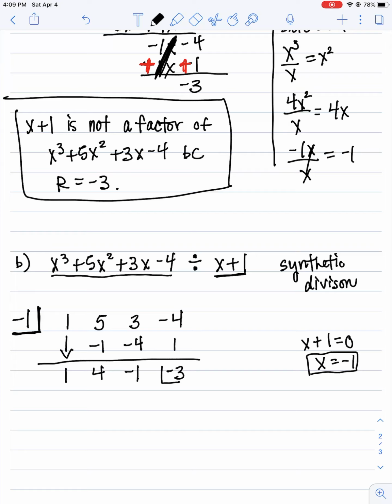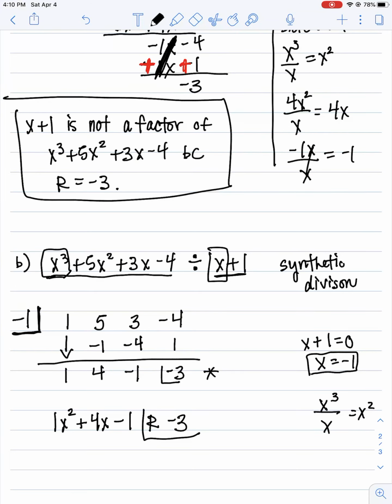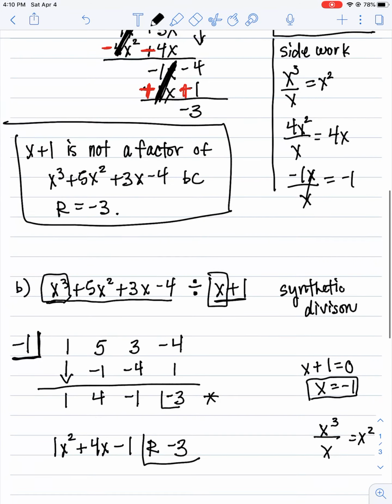So you may say, what does this even mean? There's the answer, guys, and you actually have done the problem correctly, but now you need to convert this back to a polynomial. So if you think about it, you were dividing x cubed by x. And like we discussed earlier, x cubed divided by x is simply x squared. So this 1 doesn't represent just a 1, it represents a 1x squared. And then the exponent decreases as we go. So that 4 represents a 4x. That is a minus 1. And that negative 3 is your remainder.